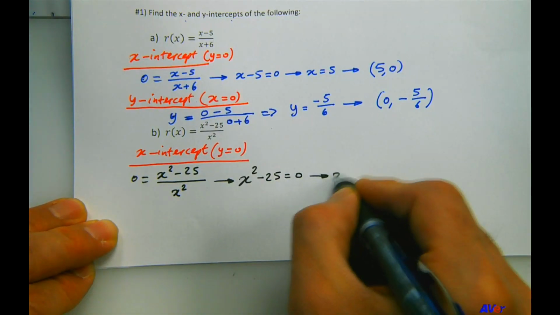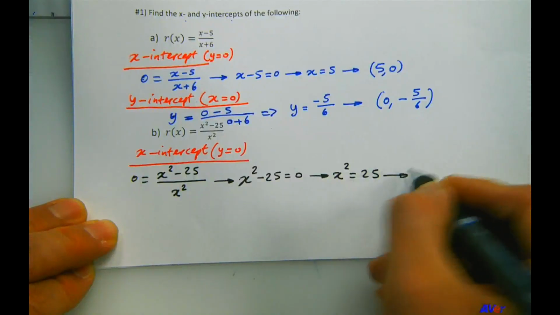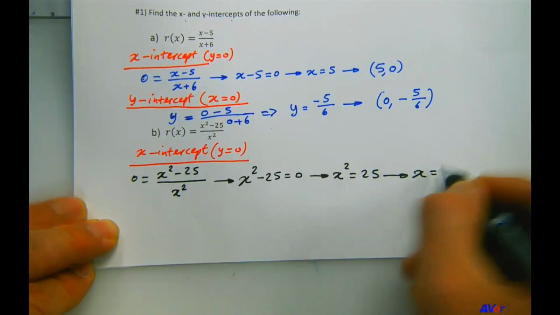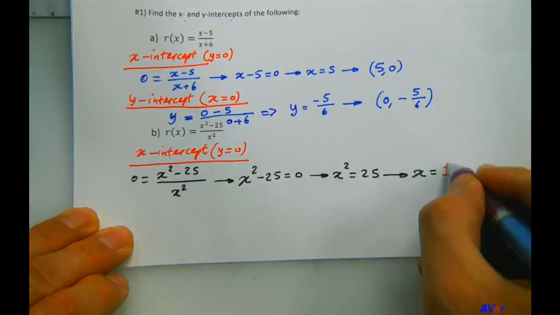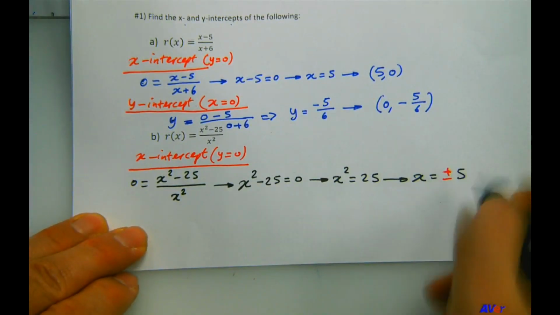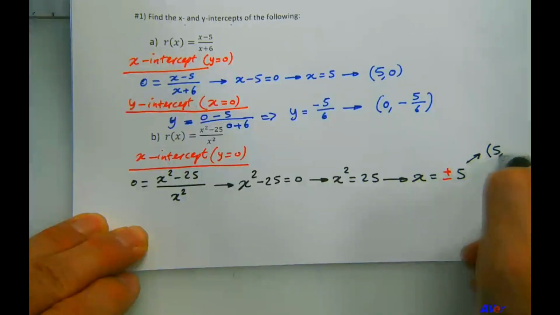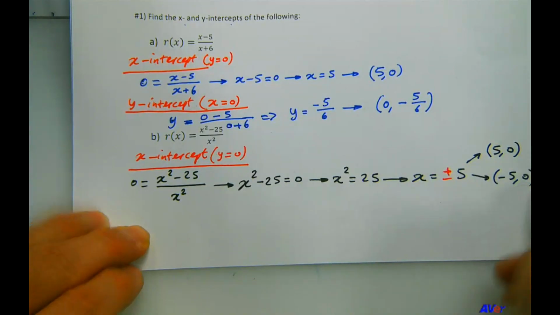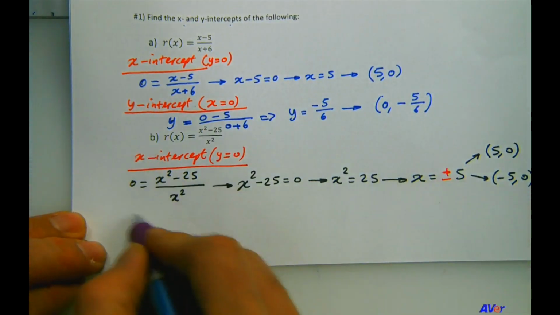So then x squared equals 25. And then by the square root property, we have x equals not just 5, but plus or minus 5. Remember? By the square root property. So the x-intercepts are 5 comma 0 and negative 5 comma 0, right? These are the x-intercepts. So let's find the y-intercept.